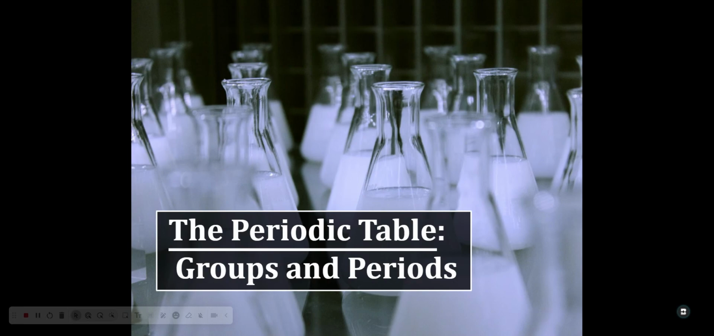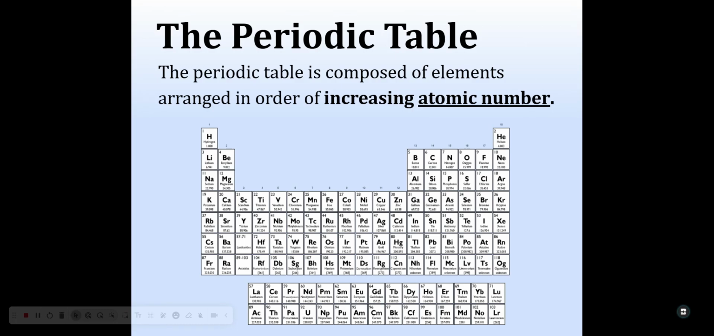These are things that are really going to help you for the rest of the year. So I would definitely take my time in this section. I would possibly watch it more, review my notes, because this will definitely be something that makes a difference for you. So the periodic table is composed of increasing atomic number.